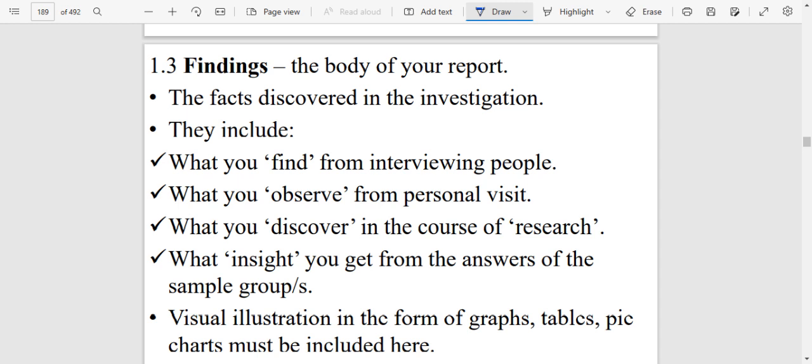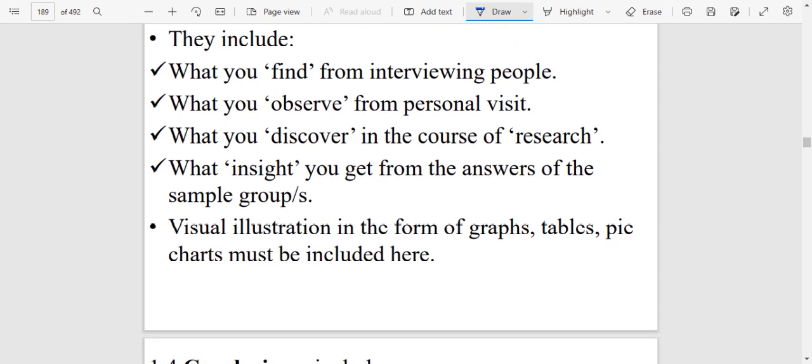And also now you're going to write the findings. That is one important thing. The body of your report, those are your findings. These are the facts which are discovered in the investigation. They are going to include what you find from interviewing people, what you observe from personal visits, what you discover in the course of research, and what insight you get from the answers of the sample groups. So those are your findings.